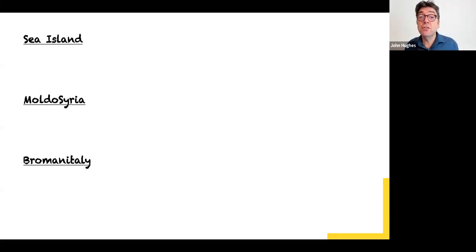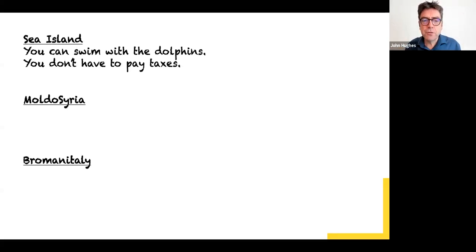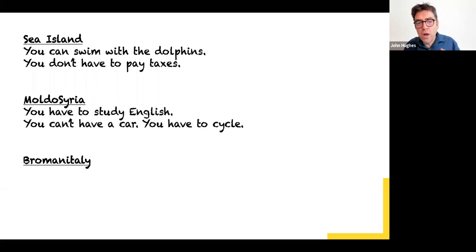So here they had to use their creative thinking. And after some discussion and some writing, here are some of the rules they came up with. On Sea Island, you can swim with the dolphins, you don't have to pay taxes. Sea Island sounds fantastic, doesn't it? Wonderful place. I'd like to go there. Moldo-Syria was a bit more right-wing. You have to study English, you can't have a car, you have to cycle. So quite a strict kind of country, okay?